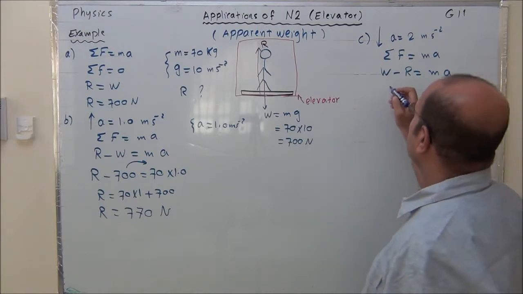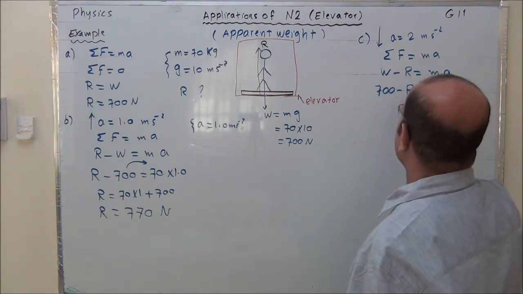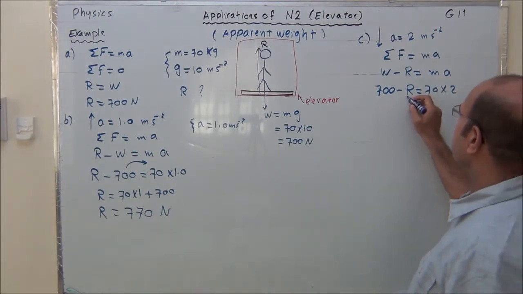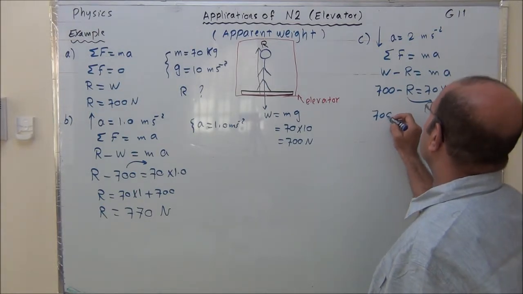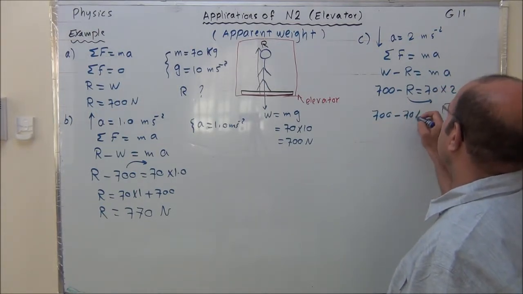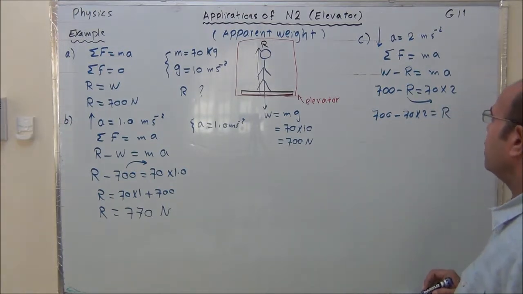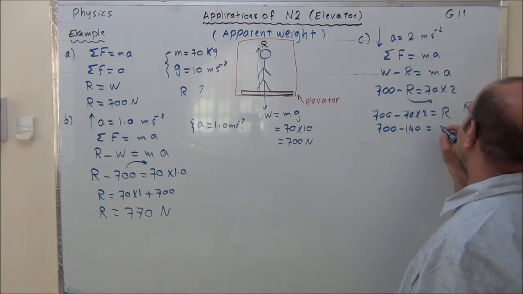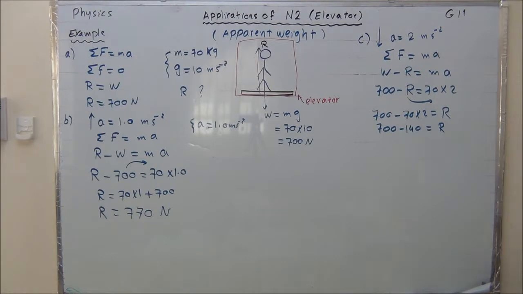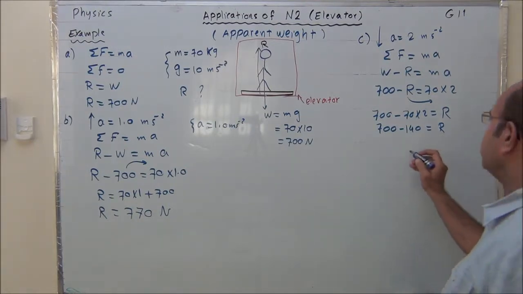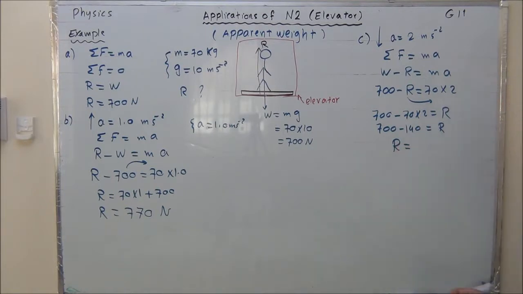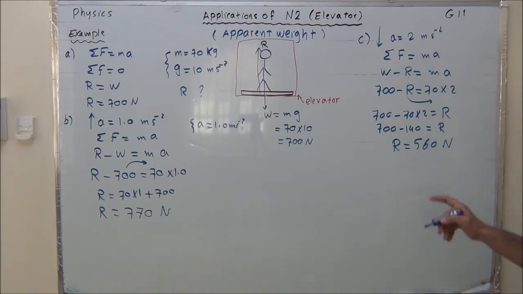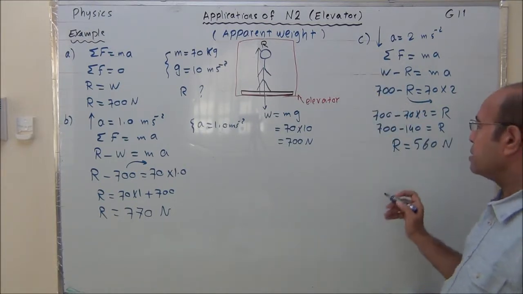W is the weight, which is 700, minus R, the required, equals M, 70, multiplied by 2. Rearrange this equation, so move negative R to the other side. So it is 700 minus 70 multiplied by 2 equals R. 700 minus 2 times 7, 14, so 140 equals R. We do this subtraction, so downwards it will be 560. So R, when we calculate this, will be 560 Newton. So this is the normal contact force in part C.